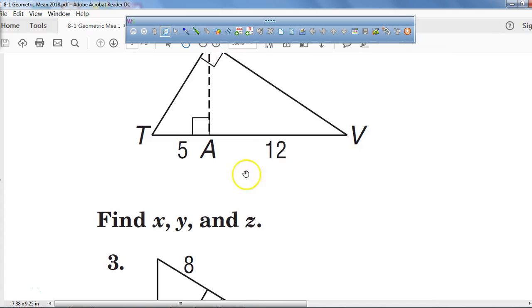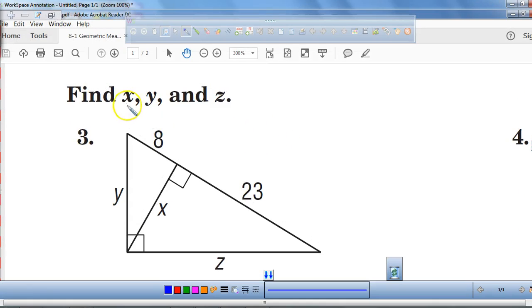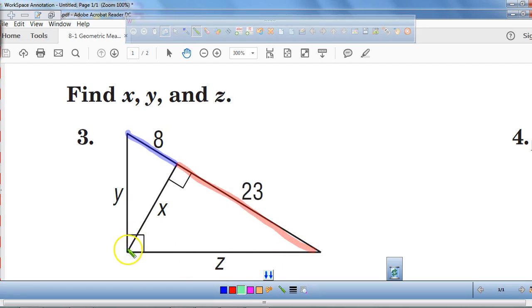I'm going to go ahead and zoom in on problem number 3. On problem number 3 it says find x, y, and z. I'm going to be highlighting some things. I want you to notice that this distance right here is 8. This distance right here is 23. And this distance is the altitude of this right triangle.